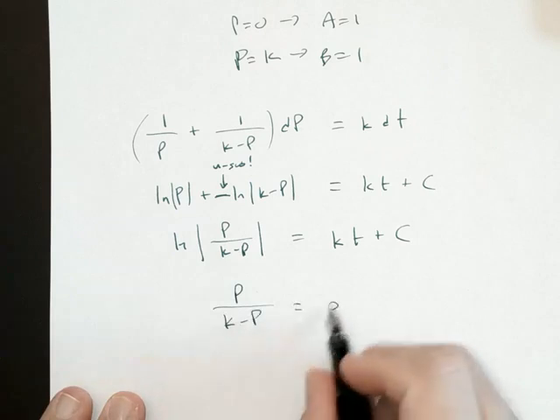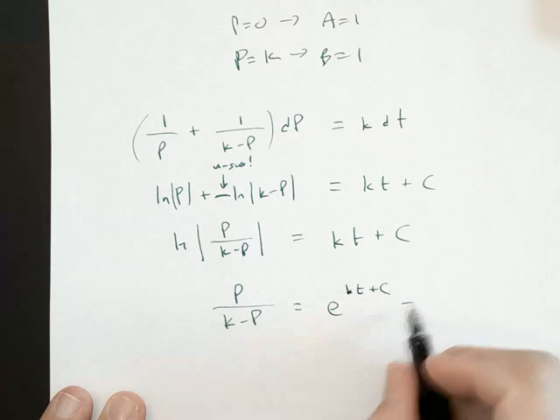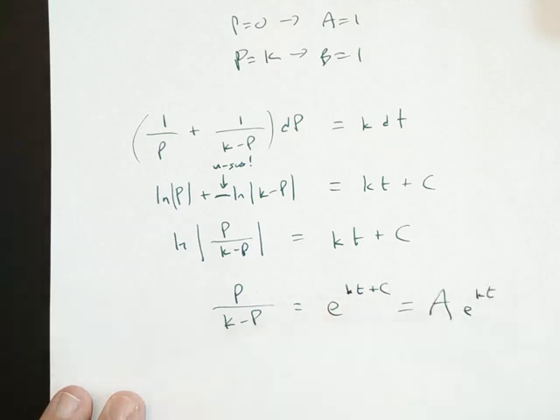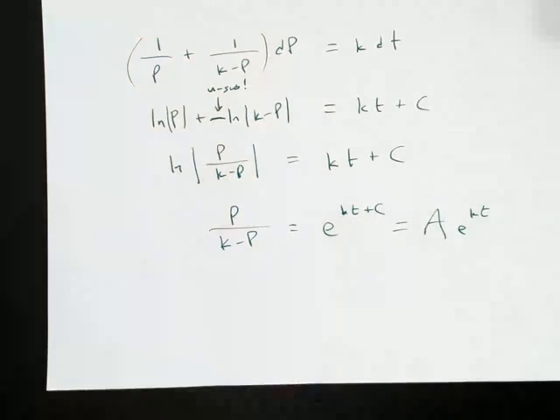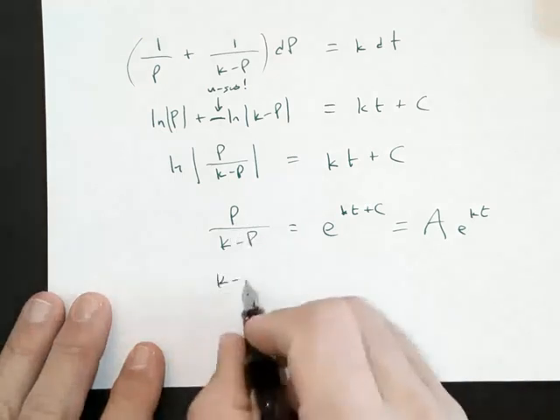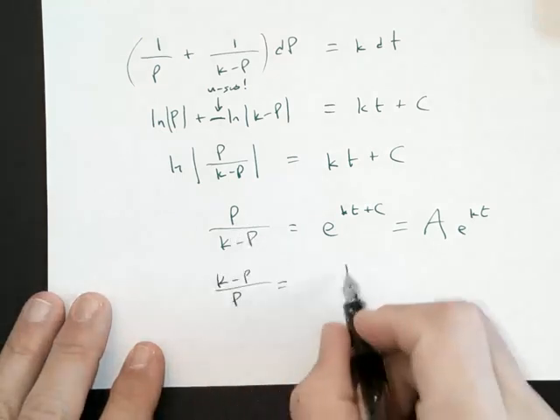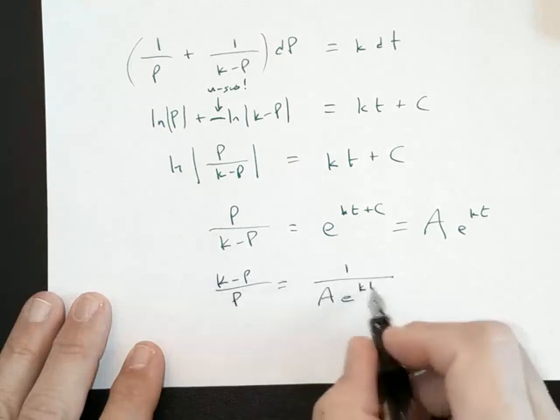Just like last time, I got rid of the absolute value because I put this a here, and the a allows me to be positive or negative, and I'm good with that part. Now, I want to get p all alone, so I can get p of t equals. So there's a bunch of algebra that has to happen here. Fortunately, it's not insanely complicated algebra. I'm going to flip this. K minus p over p equals 1 over a e to the kt. But then on the left, it's k over p minus 1.